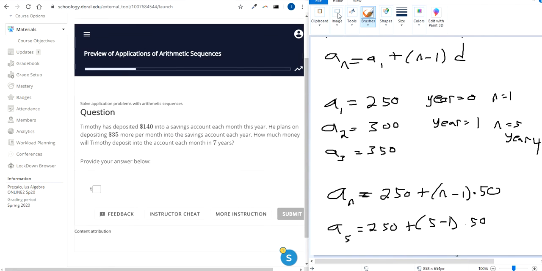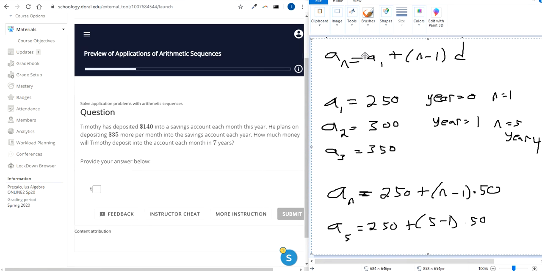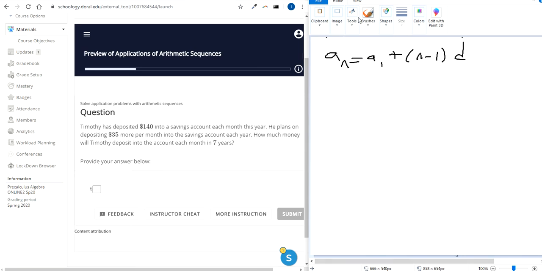Let me see what other trouble we can stir up here. Oops, I'll keep that Newton's form. Timothy has deposited 140 into a savings account for each month this year. Plans on depositing 35 more per month for the savings account each year. So same type of thing for this problem. Okay. Let's try doing it with a sub 0 this time. After no time has passed, meaning this current moment, Timothy's got 140.